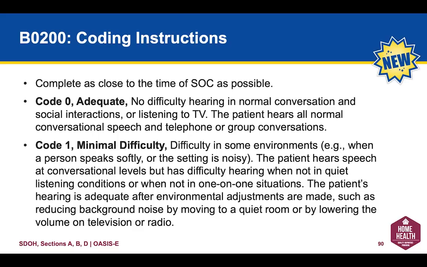If the assessor determines that the patient hears and has no difficulty in hearing normal conversation and social interactions, listening to the TV, radio, using the telephone, etc., they should choose code 0, adequate. If the patient has minimal difficulty, meaning that they have difficulty in some environments, that is, if the setting is noisy, or if the person speaking to them speaks softly, but the patient's hearing is adequate after environmental adjustments are made, like reducing background noise or moving to a quieter area, the assessor should code 1, minimal difficulty.